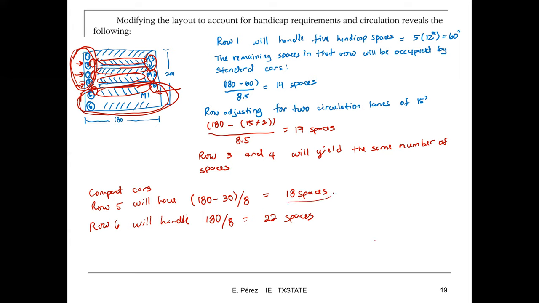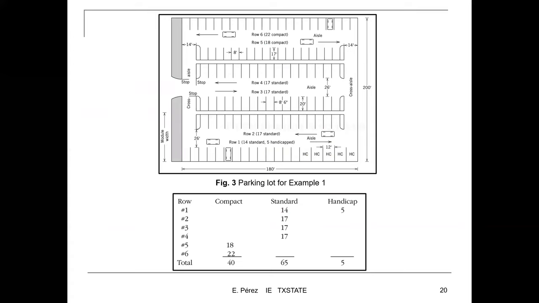So if we add this and this, that gives us 22 plus 18, about 40 spaces for compact cars. And then if we add this plus 3 times this, we have a total of 65 standard car parking spaces. And then we have 5 handicapped spaces, which is the summary we have right here. So we have a better picture of the parking lot, for example 1, and a summary of the total number of cars per group: compact, standard, and handicap.